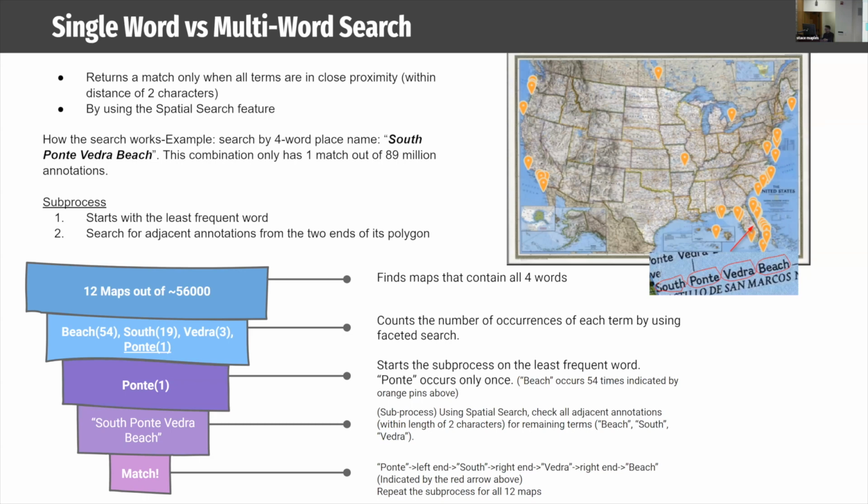To start, we start with the Ponte polygon, and then we check the left end of it, and it matches South. We check the right end of it, matches Vedra, and then we check the right end of Vedra, it matches Beach. At this point, there are 0 remaining terms left, which means we have a match. And the process will run this on all 12 maps. That's what happens in a multi-word search.